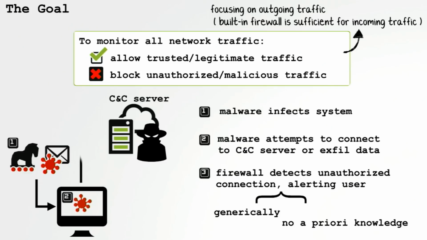There are many reasons you might want to create or install a firewall. Some of the obvious ones are to help protect your privacy. Firewalls are also good at thwarting cyber attacks. Many firewalls are able to generically detect malware that has gotten onto your system and is now trying to beacon out, perhaps to talk to a command and control server. So what our firewall will do is monitor all network traffic and allow trusted traffic while detecting and blocking malicious or unauthorized traffic.